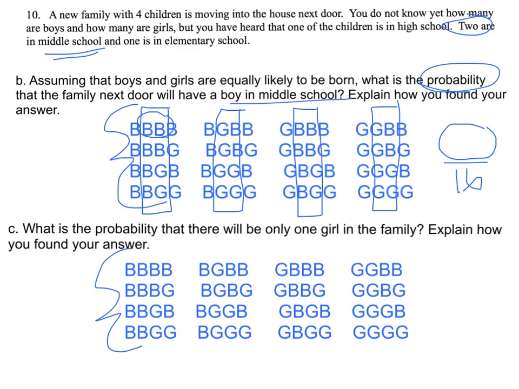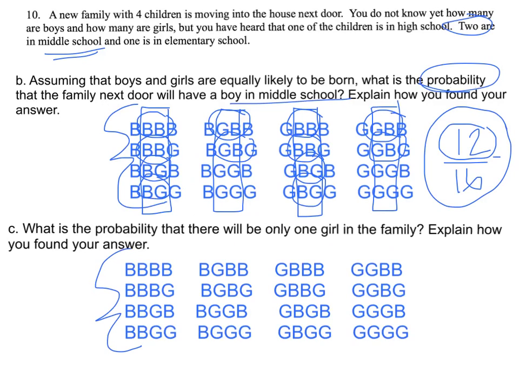So we have 1, 2, 3, 4, 5, 6, no, no, 7, 8, 9, 10, 11, 12, no, no. So that means I have 12 options out of 16 for a boy to be in the middle. But is that an acceptable fraction? And hopefully you're saying no. So then I'm going to simplify that 12/16. Common factor is 4, so I'm going to simplify that down to 3/4. So that's a pretty good chance.